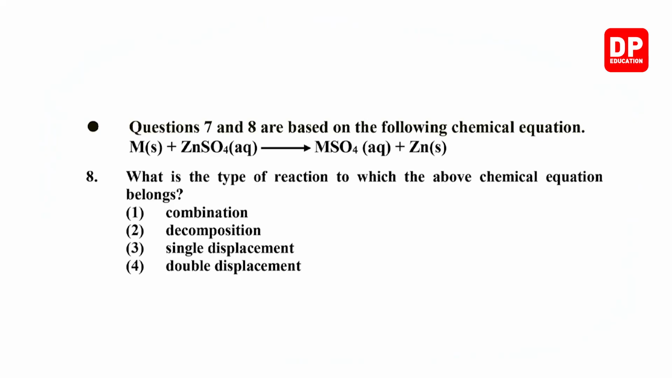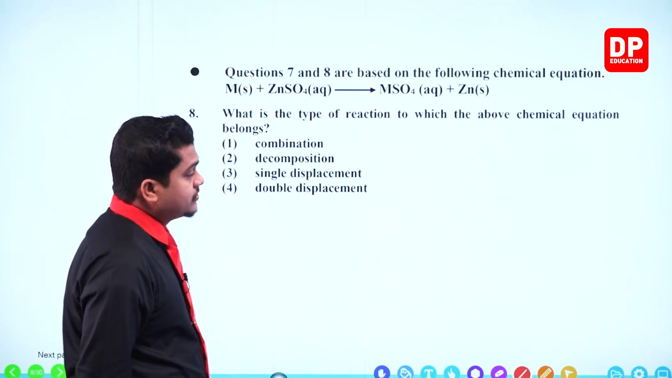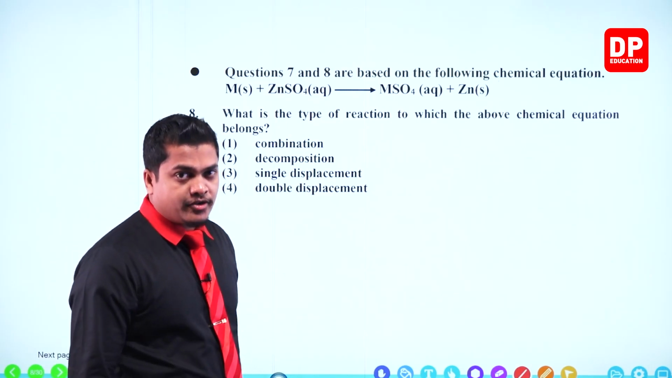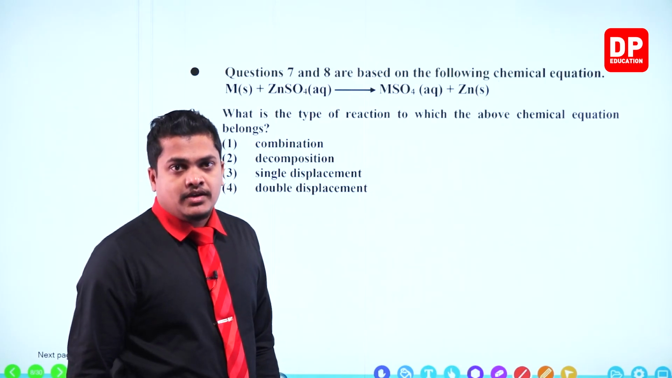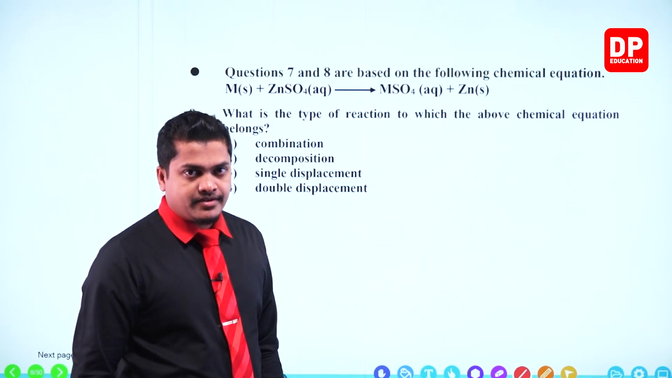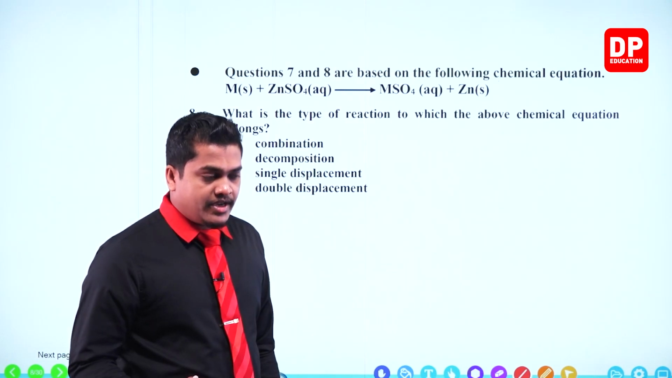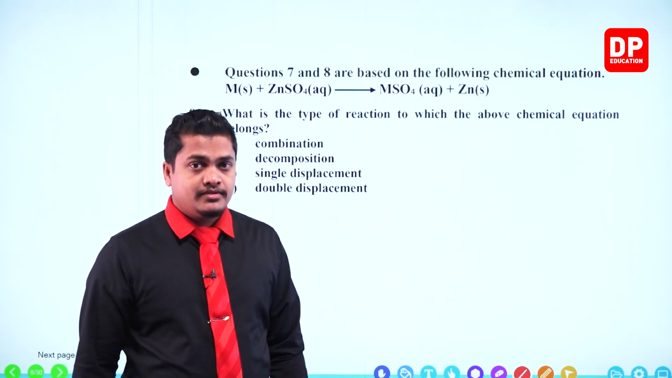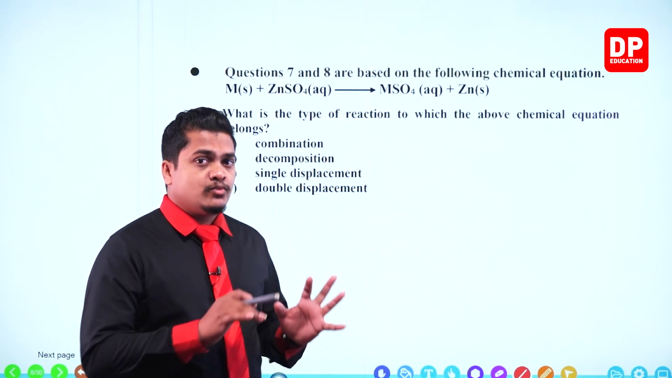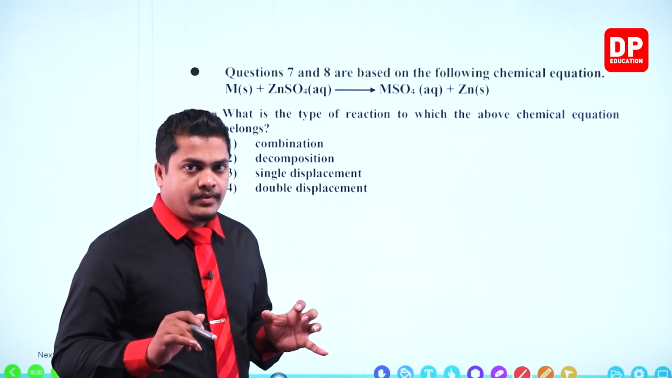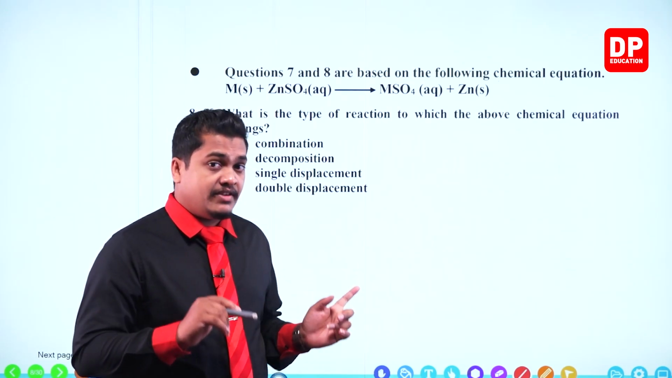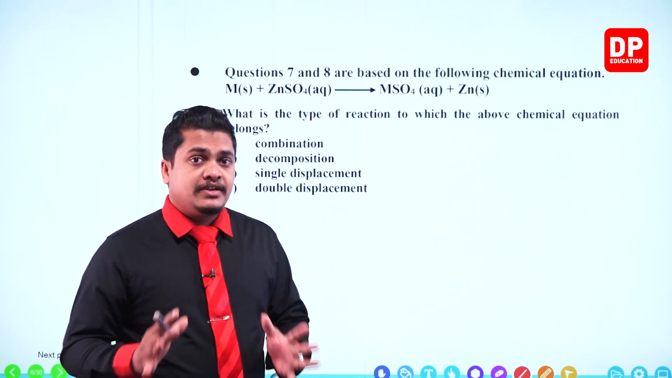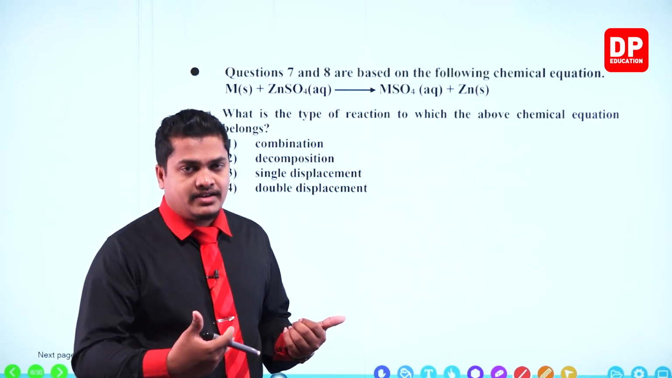What is the type of reaction to which the above chemical equation belongs? Quite simple, my dear children. I told you the answer in the previous slide, even in the previous question. So this is a single displacement reaction. Single displacement reactions always displace one particular element out of the equation, that means from the previous substance, one particular element is being displaced because of their higher reactivity.